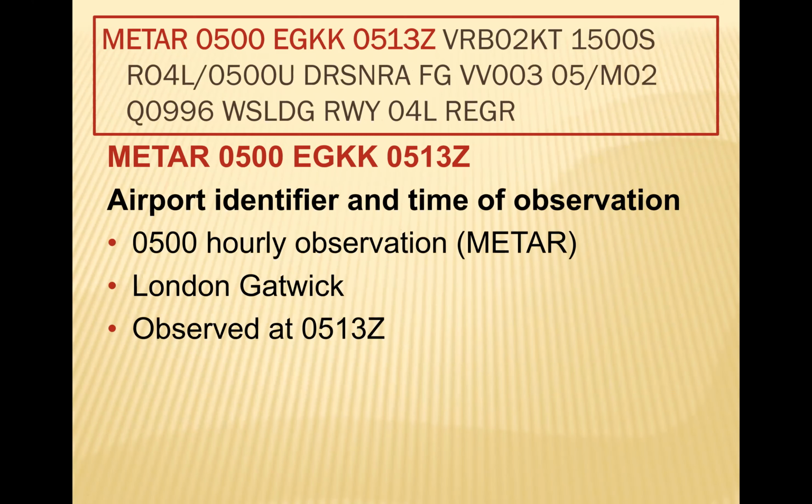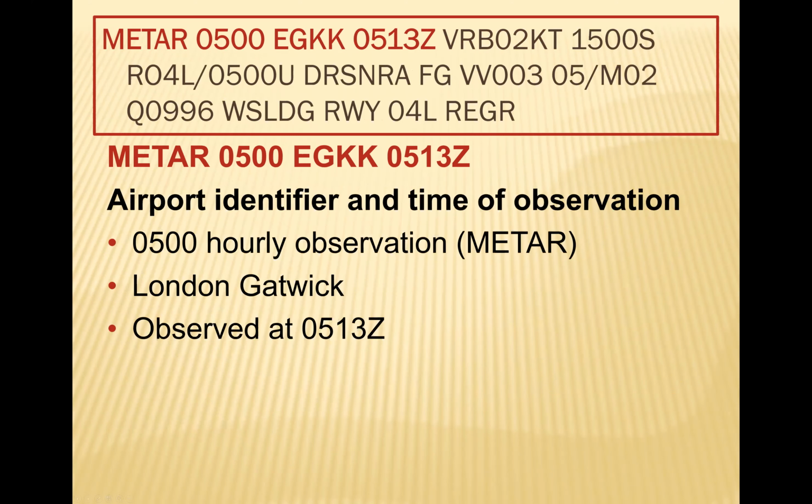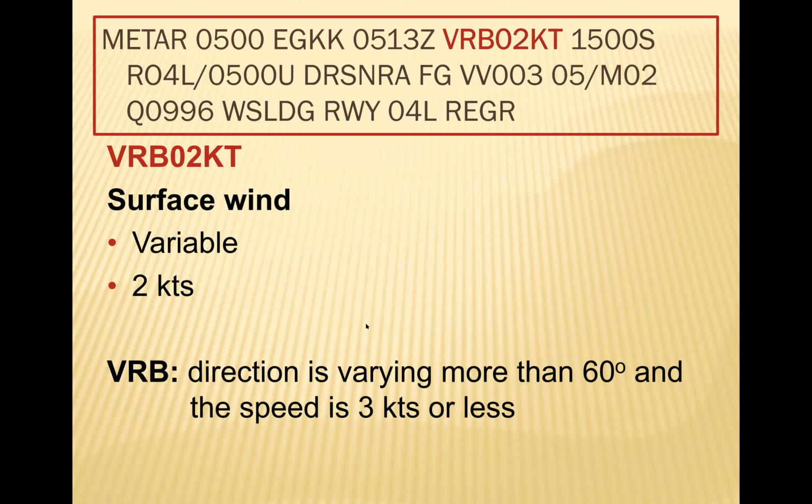Here's a London Gatwick example. Whoops, sorry. So this is our METAR for Gatwick, 13 Zulu, and it's basically an hourly observation. Surface wind is variable at 2. Did you know there's different definitions of variable from the United States to ICAO rules? There you go. Direction varying more than 60 degrees is 3 knots or less.